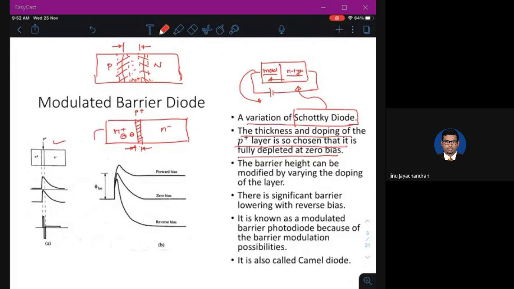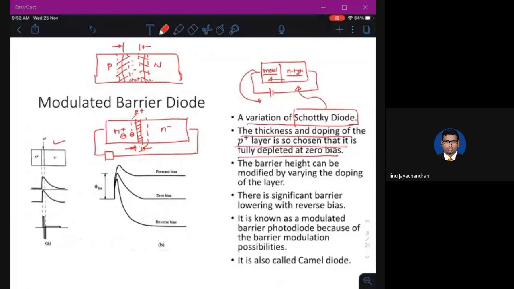Now, if you apply a bias, let's say a reverse bias here, because of this reverse bias, the charge carriers should move according to the biasing scheme. Because of this potential, there is a big potential here. Now, by applying a reverse bias, whatever potential was there before applying the bias will be lowered. That is what is shown in this figure.